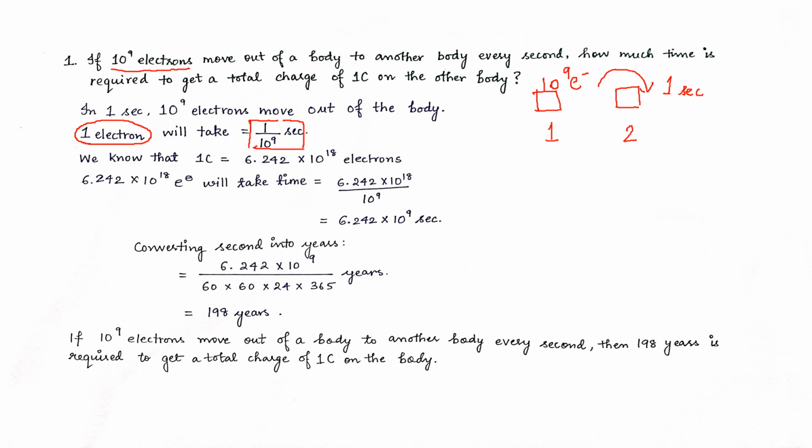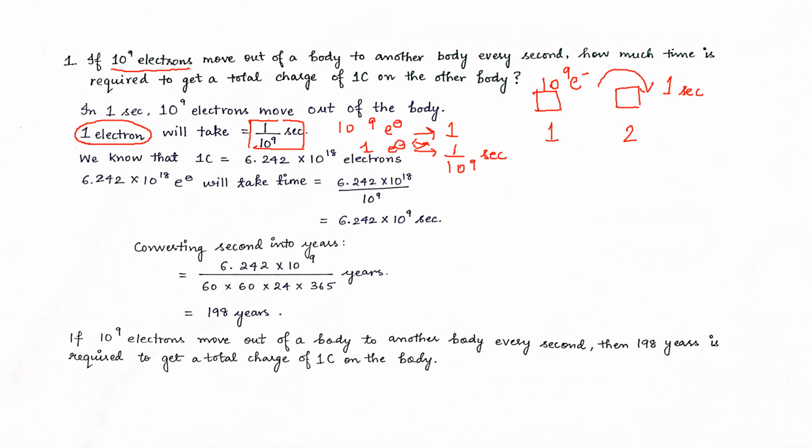Solving it out, 10 to the power 9 electrons take 1 second. So how many seconds does 1 electron take? Cross multiply it and you will get the answer 1 by 10 to the power 9 seconds. So this is the time for one electron to go from body number 1 to body number 2.